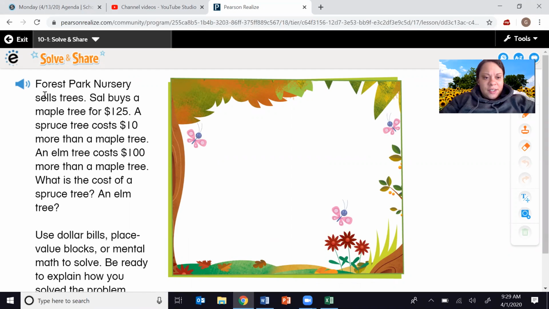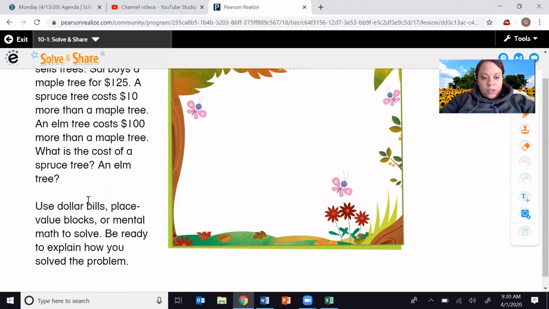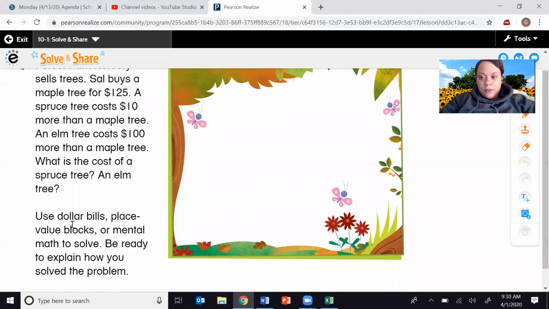It says here, Forest Park Nursery sells trees. Sal buys a maple tree for $125. A spruce tree costs $10 more than a maple tree. An elm tree costs $100 more than a maple tree. What is the cost of a spruce tree, an elm tree? Use dollar bills, place value blocks, or mental math to solve.